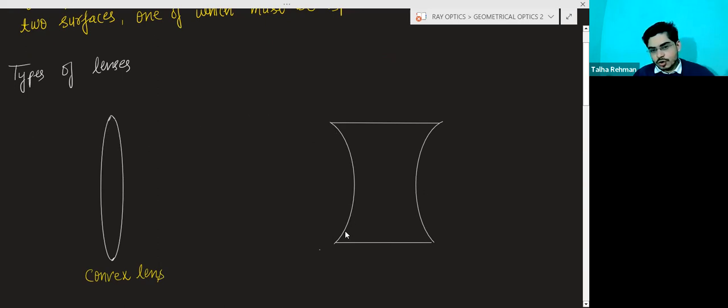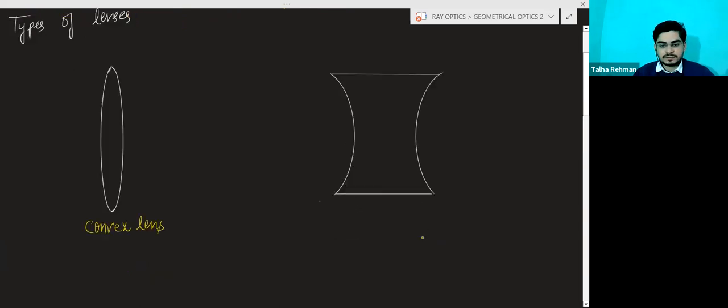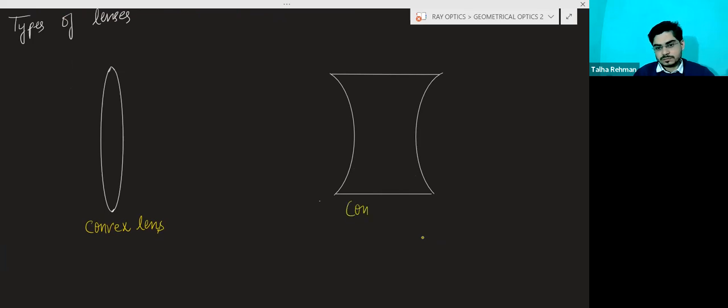Now this surface is the concave. Do you know cave? So this is looking like a cave now. When light goes here, it will look like the light is going into a cave. That is why this lens is bounded by two concave surfaces, and that is why this is known as the concave lens.